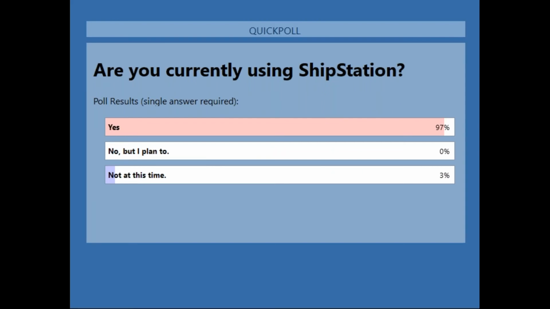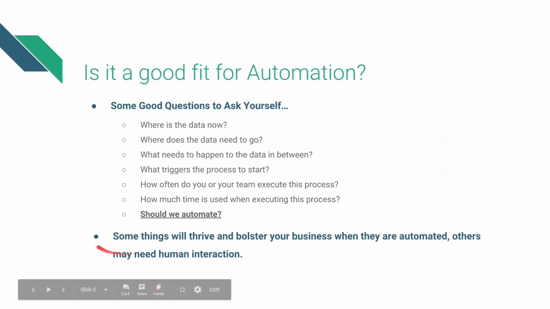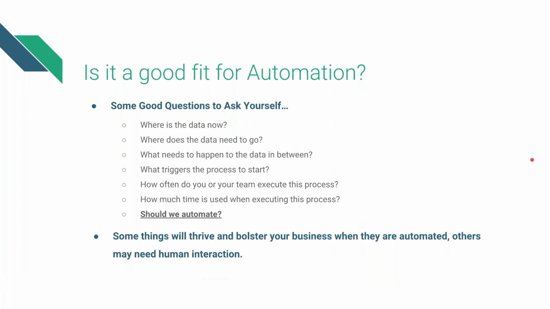So let's go ahead and hit this next stage here. So the big question we're asking is, should we automate, right? Some things thrive, other things, honestly, can cause lots of problems if we want to automate them. And the reason we ask those questions is to try to decide, is there enough for us to do that?